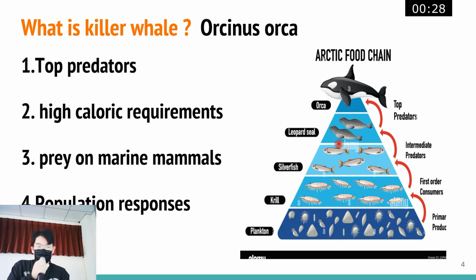So, what role do killer whales play in ecosystems? Killer whales are top marine predators, known to have high caloric requirements and to show population responses to changes in prey availability. They also prey on marine mammals.